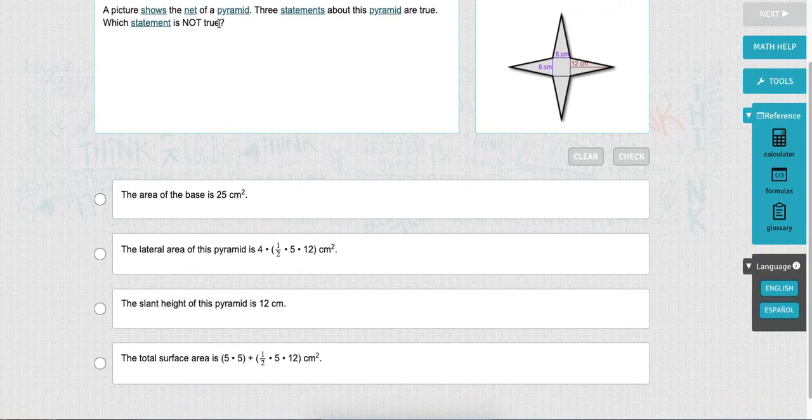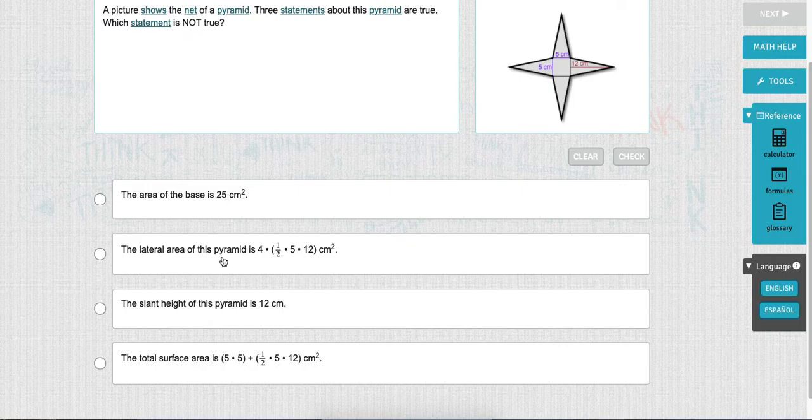It says a picture shows the net of the pyramid. 3 statements about this pyramid are true. Which statement is not true? Okay, so remember we're looking at a regular square pyramid. So this is 5 and this is 5. That's how we know this is a square, because the base of the triangles is 5 and it's a 4-sided shape. Okay, so 5 times 5 is 25. So what is the area of the base of the pyramid? 25. So that has to be right.